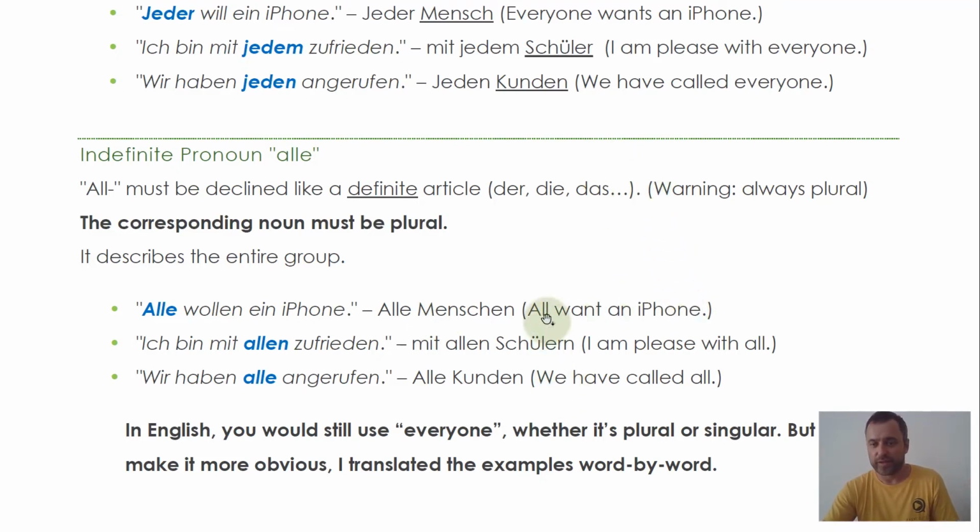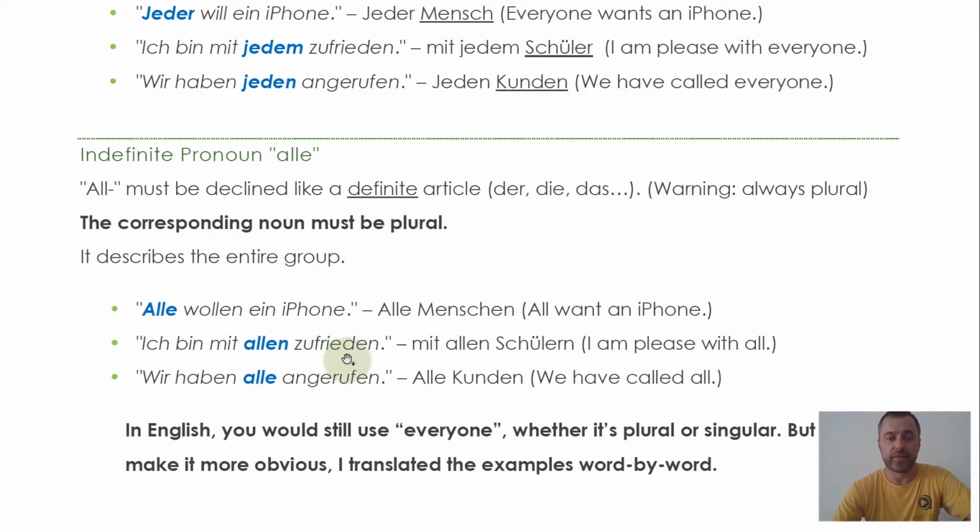Here, I'm not sure if that actually works well in English. It sounds weird for me. I would also use everyone in English. But in German, you have to make a difference if you refer to the entire group or if you refer to every single person in the group.